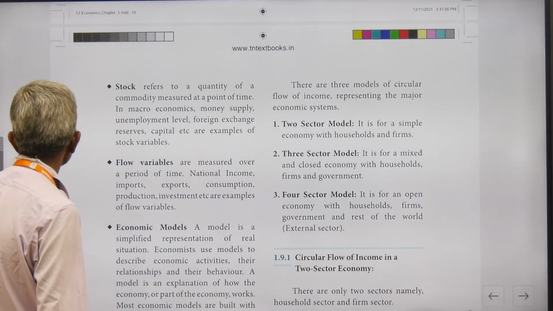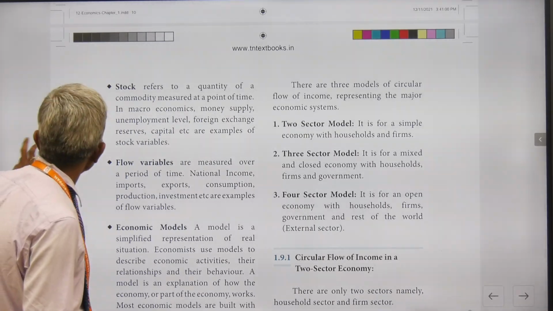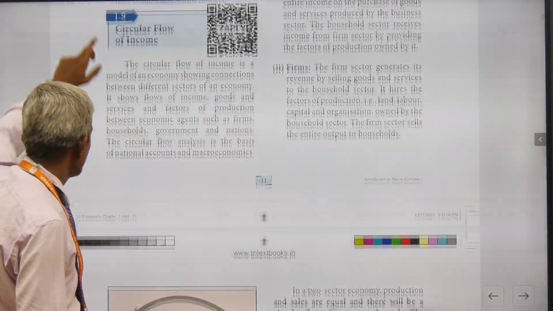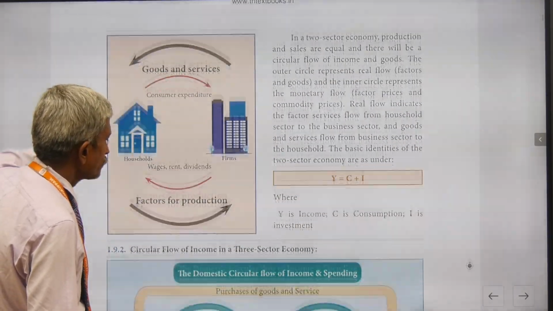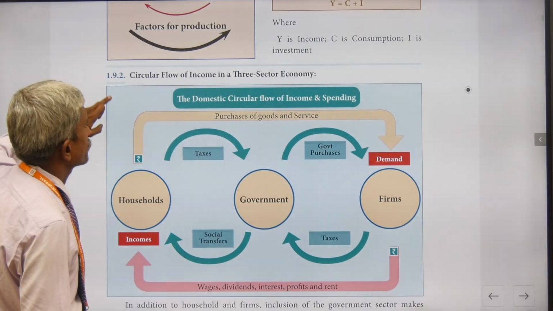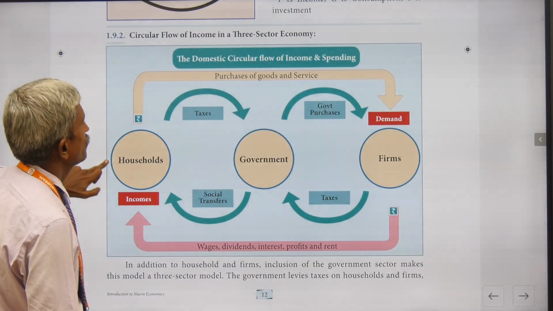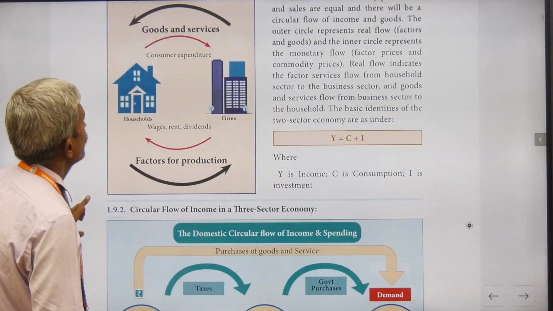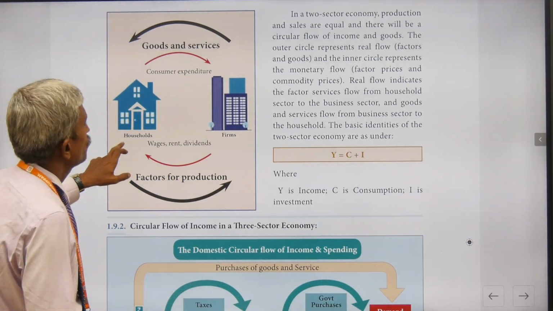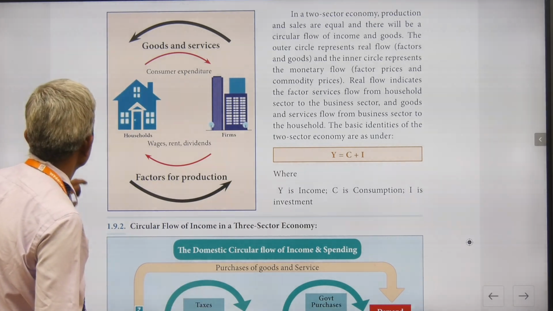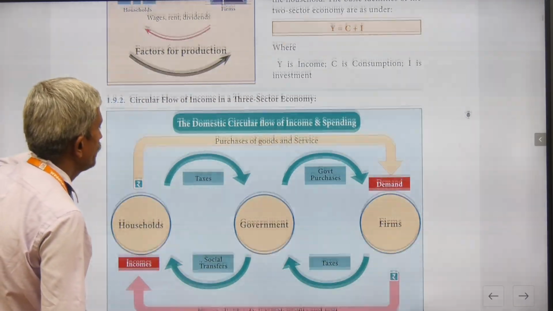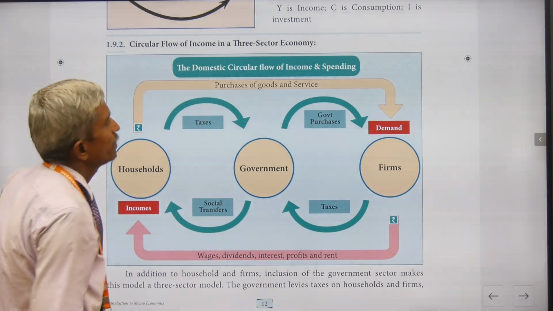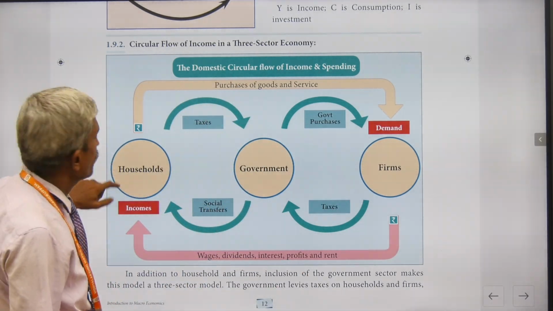Okay. Then what are we going to see, sir? The circular flow of income. Household, firms. We used to refer to the 2 sector model. Actually, this picture is very easy for us to understand. 2 sector between household and firm. Okay, next, the 3-sector model includes the role played by the government, and the rest of the world is included in the 4-sector model.